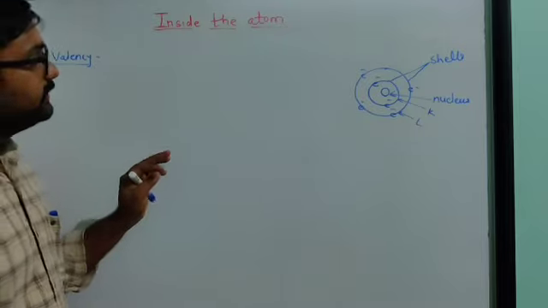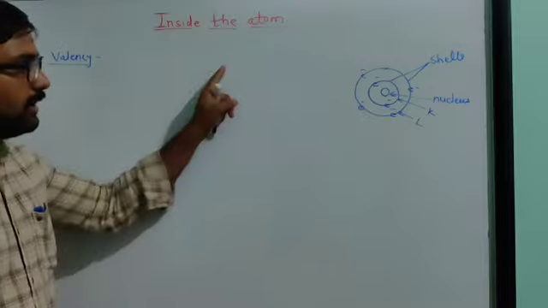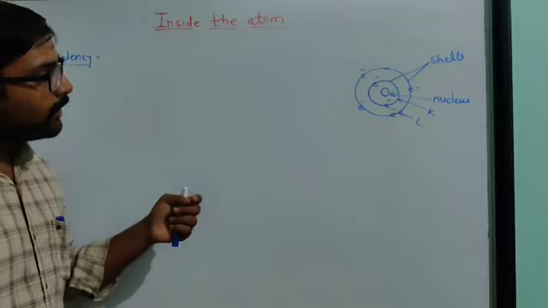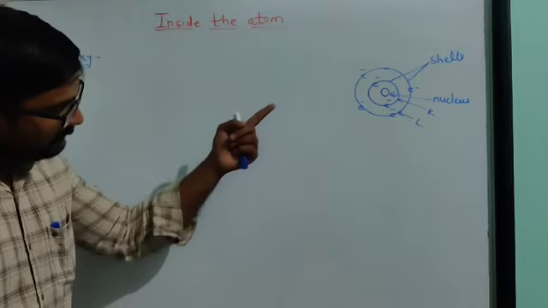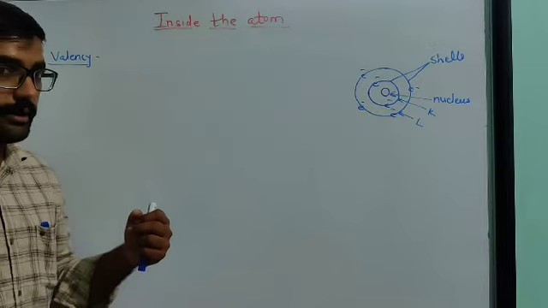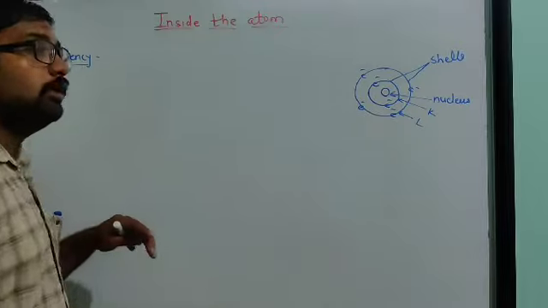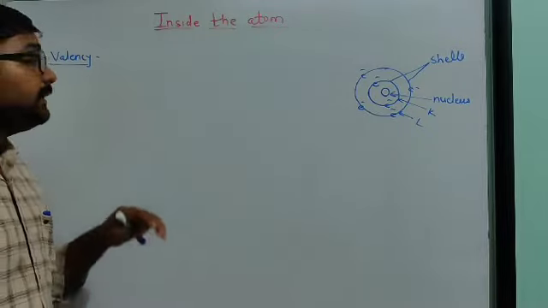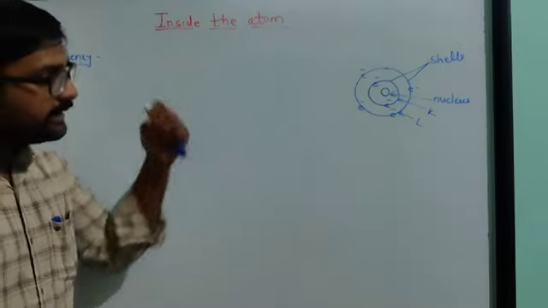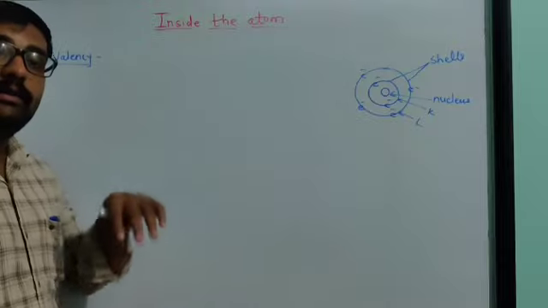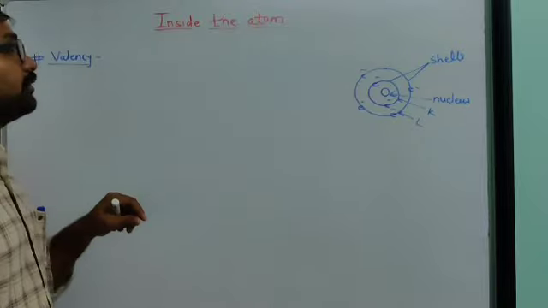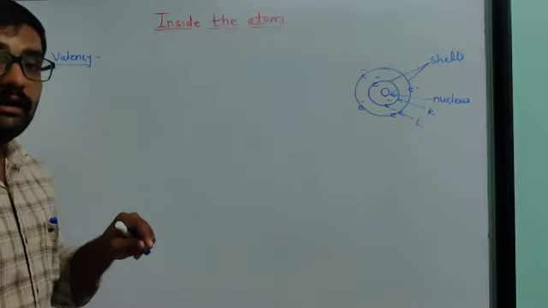Now we have studied some terms regarding valency. The outermost shell is also called valence shell, and the electrons which are present in the valence shell are also called valence electrons. From tomorrow we have to start the valency. What is the meaning of valency? Valence electron and valency are totally different concepts. There are some rules according to which we can find out the valency of a given element.